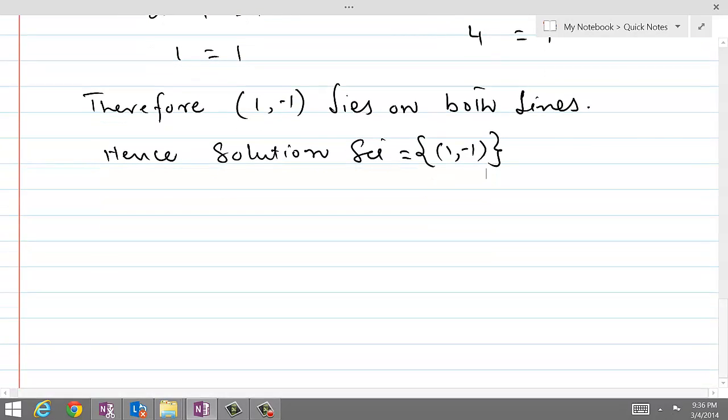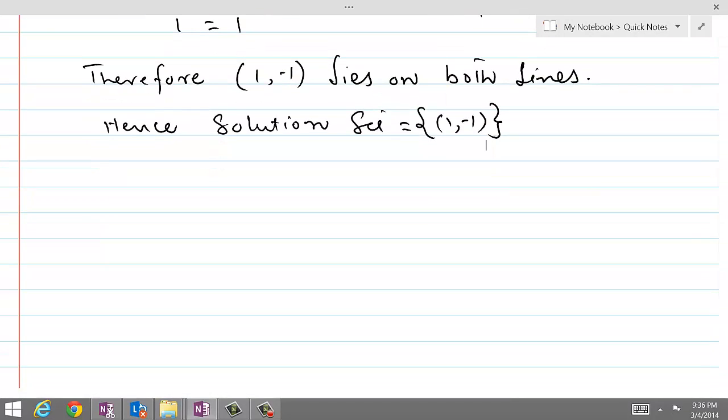Let's do another question. And the second question is one in which the x and y coefficients are not 1. None of the variables has coefficient 1. So what are we going to do about those questions?